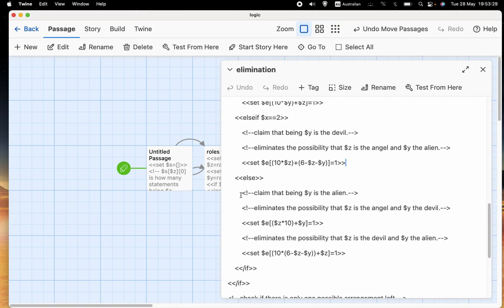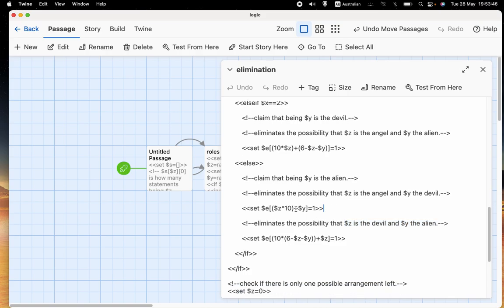And then finally, we have the claim that being Y is the alien, and that eliminates two possibilities. Z is the angel and Y is the devil, because that would be an angel making a false claim, and Z is the devil and Y the alien, because that would give us the devil making a true claim. And so we get rid of Z times 10 plus Y, and 10 times, I could have expanded this, but I didn't. It is 10 times 6 minus Z minus Y plus Z. Now I'm sure that simplifies to something better, but I left it this way because it's sort of clearer.